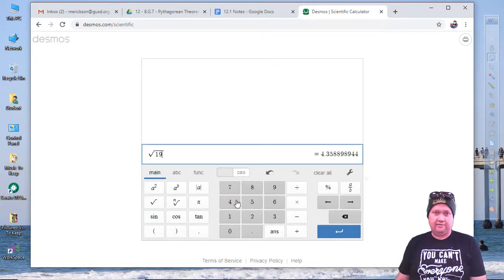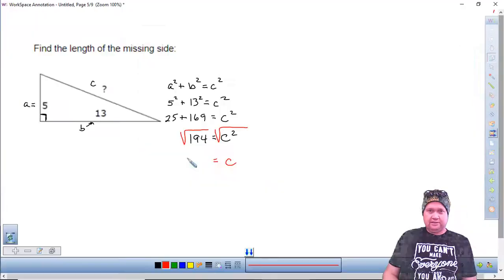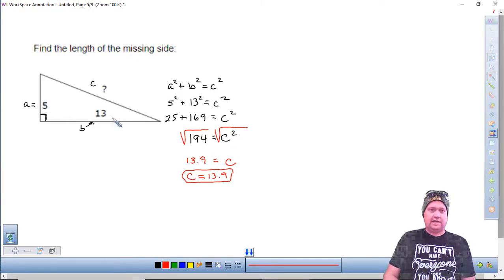We want to round this off to one decimal place. C was equal to 13.9, and if you really want to, you can turn it around. I sometimes like to look at the variable on the left side. C is 13.9, and that's how long the missing side is. If you do this correctly, your C will always be the longest side. You notice the two legs are always going to be the shorter sides, and the hypotenuse will always be the longest side.